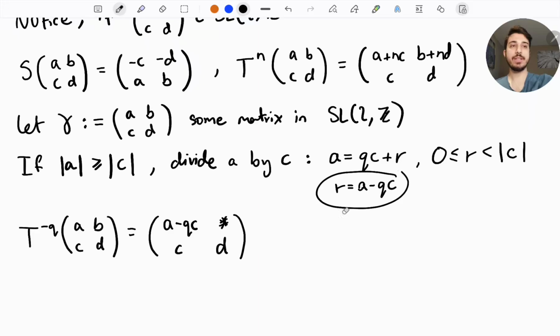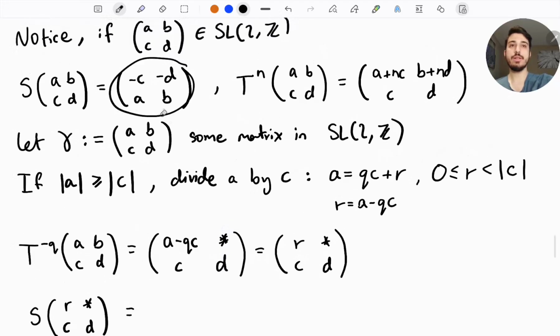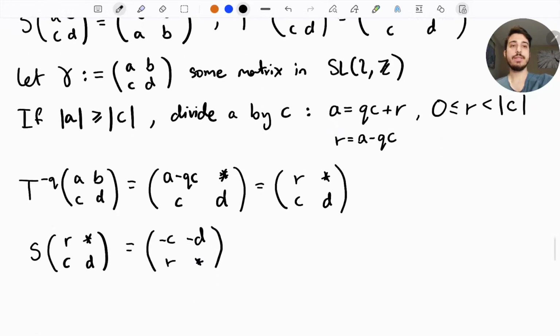A minus qc is exactly equal to r, so that's what I'm going to write, r star c d. Okay, now I want to multiply this product by s. So s times r star c d, and what that's going to give me is exactly what is shown here. I'm going to flip C and D, I'm going to give them negative signs, and the R is down bottom, and the star is down the bottom here. And this I will call my new gamma 1.